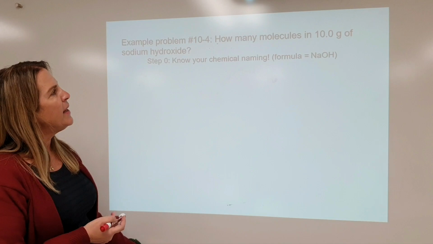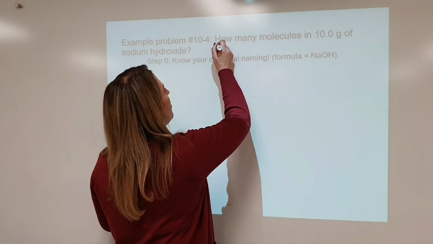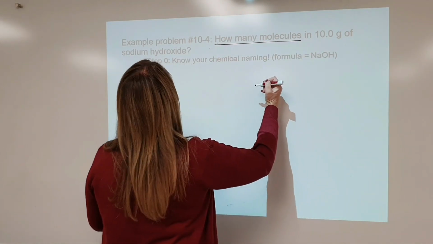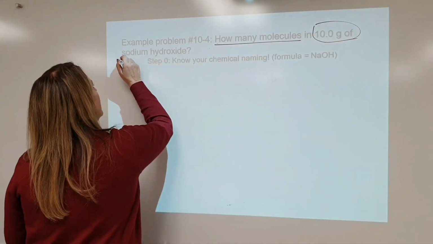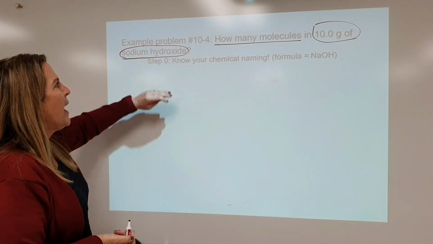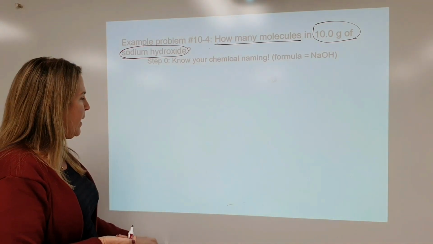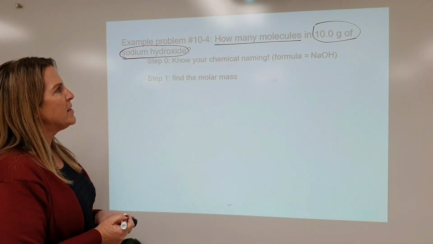So as we look, again, I think the same thing is important. We want to know how many molecules, okay? And we have been given, again, 100 grams. So there's one circle of sodium hydroxide. So again, you do need to know the chemical formula, NaOH. Step 1, find the molar mass.